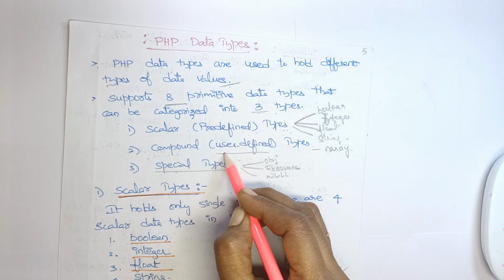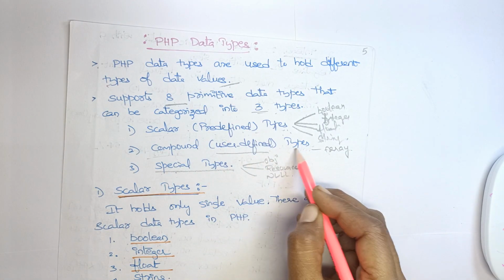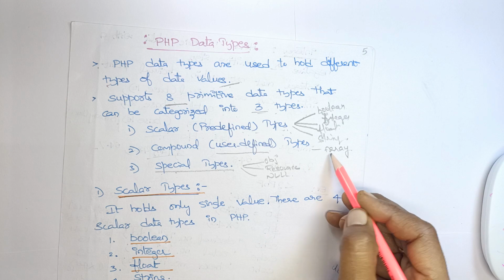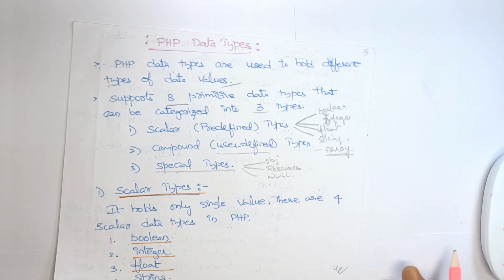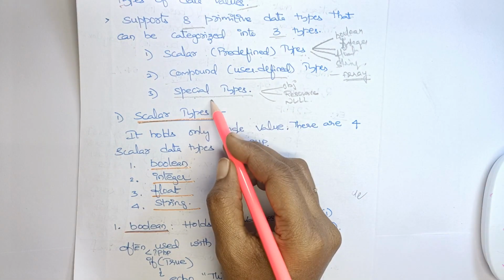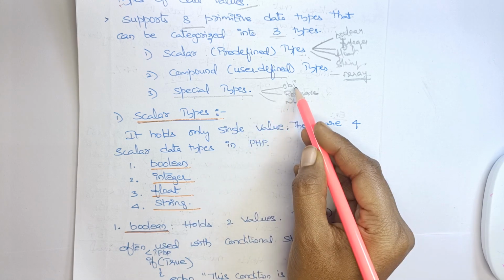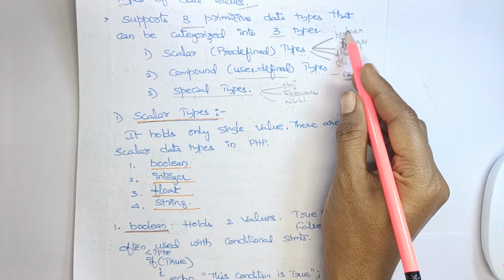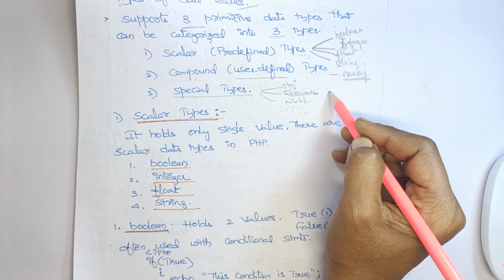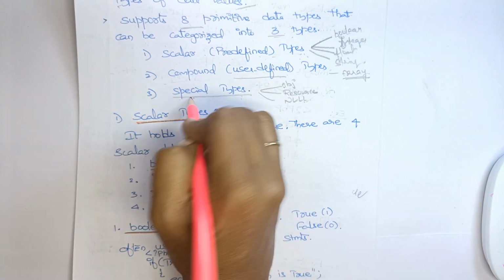Next, compound or user defined data types. In the user defined data types, we have the array data type. Next one, special data types. In the special data types, we have object, resource, and null. If you observe here, there are completely 8 data types, categorized into 3 types.